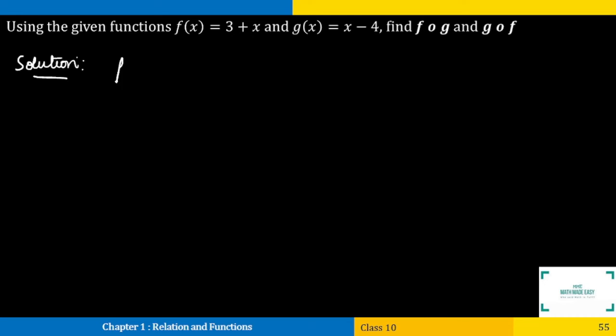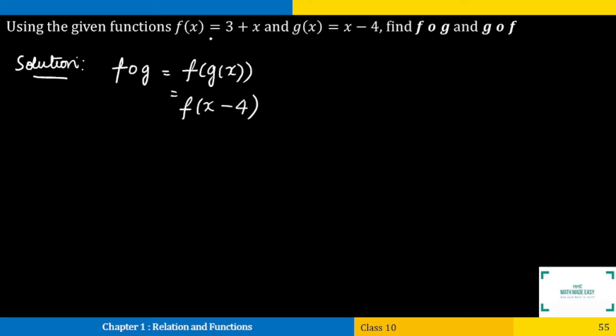So let's find f compo g first. f compo g is given as f of g of x, and we know what g of x is, right? It's x minus 4. So let's just plug in x minus 4 here, and we know that f of x is 3 plus x.